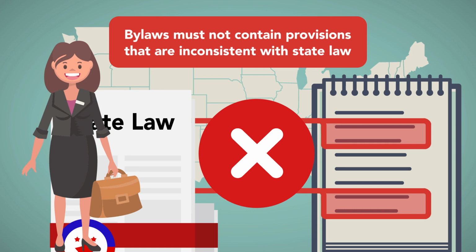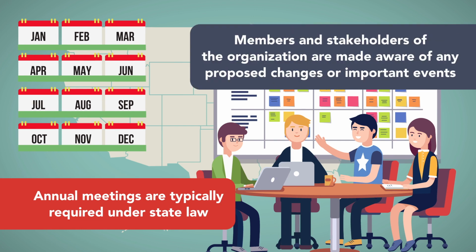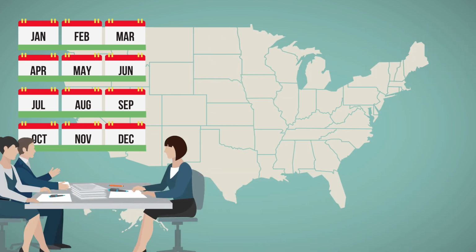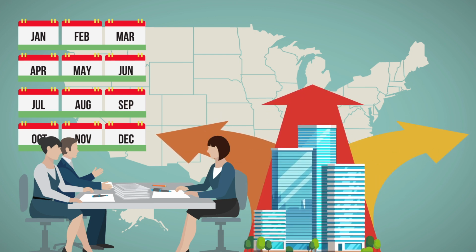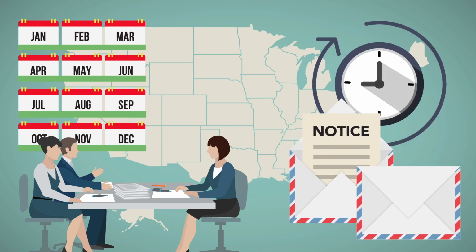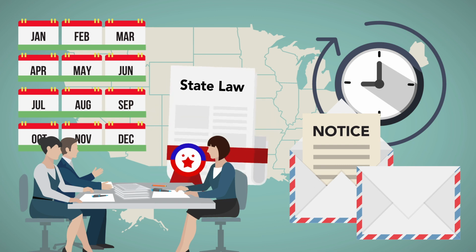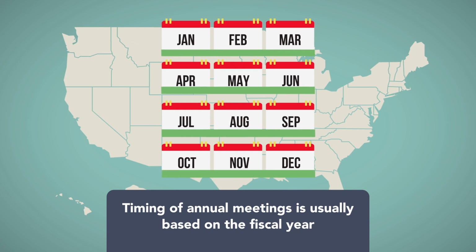incorporation is prudent. Annual meetings are typically required under state law so that members and stakeholders of the organization are made aware in a timely manner of any proposed changes or important events in the life of the organization. Annual meetings offer an opportunity for stakeholders to influence the direction of the organization. Annual meetings must be held according to time, notice, and quorum requirements established under state law or by the bylaws. Timing of annual meetings is usually based on the fiscal year chosen by the organization.